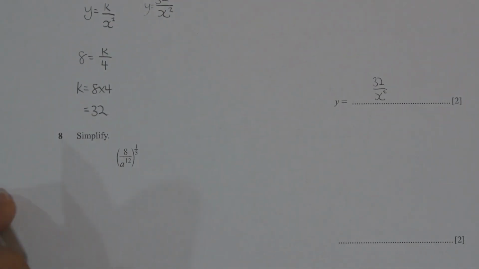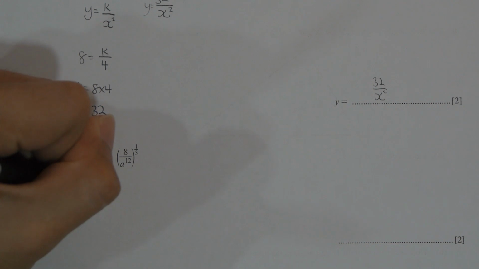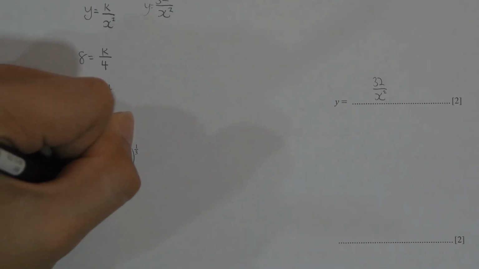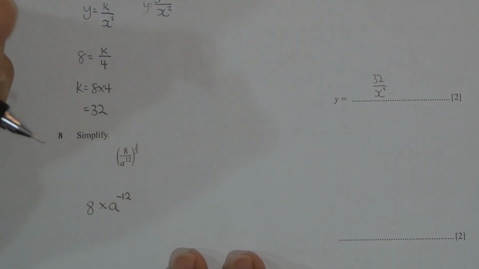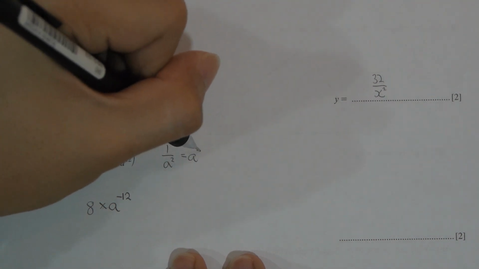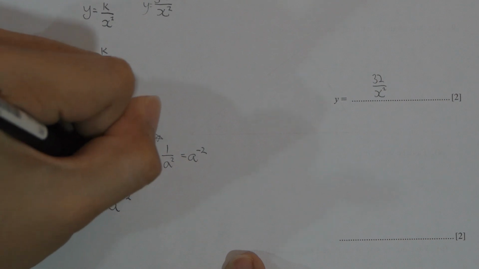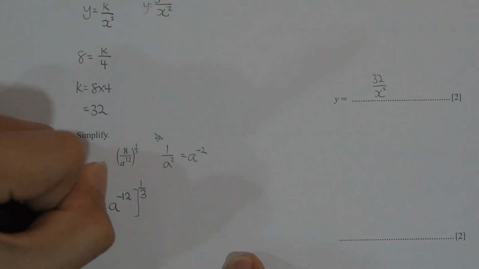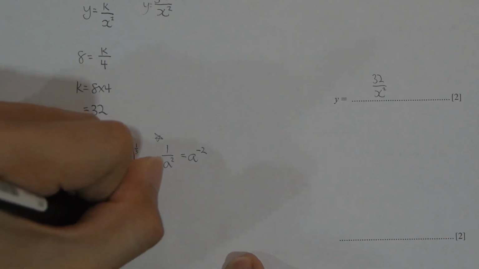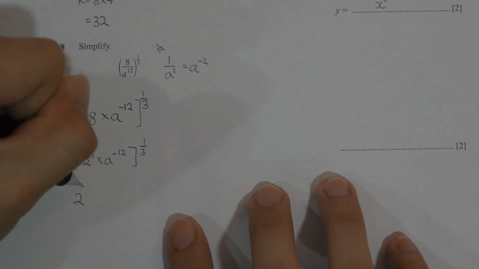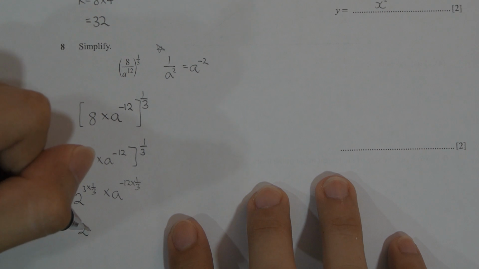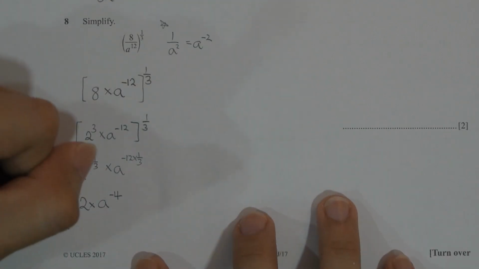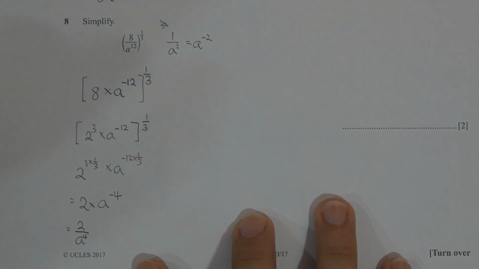The next question is about indices. The key thing you need to know is that for you to shift the question into a whole number, you're required to change a to the power of 12 into a to the power of negative 12. So put a bracket, then to the power of 1 over 3. You need to multiply the 1 over 3 to the power inside the brackets, and your final result is 2 to the power of 1 times a to the power of -4. Then you do the shifting, and you get 2 over a to the power of 4.